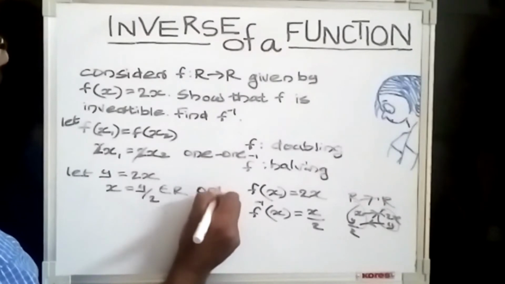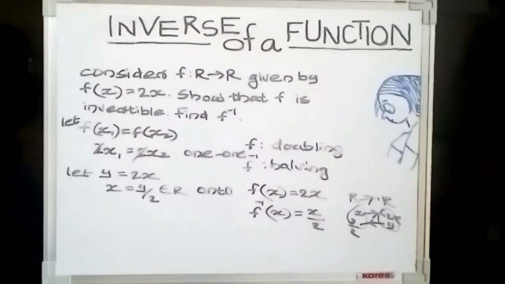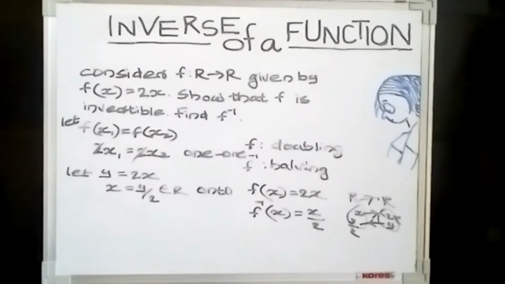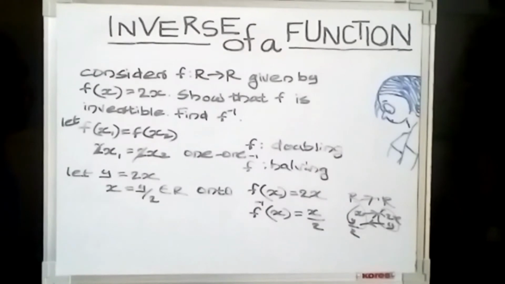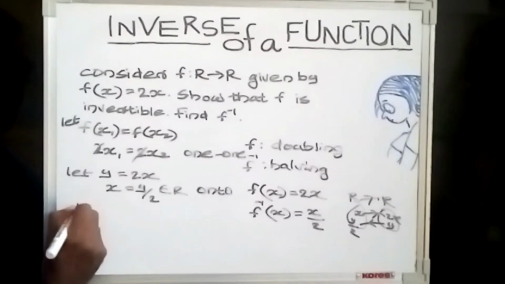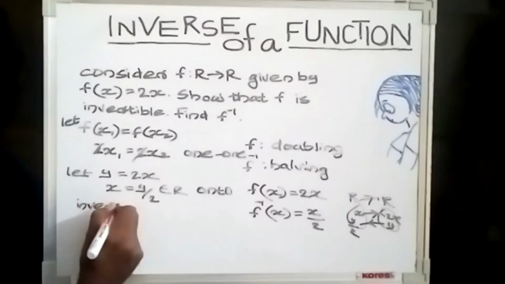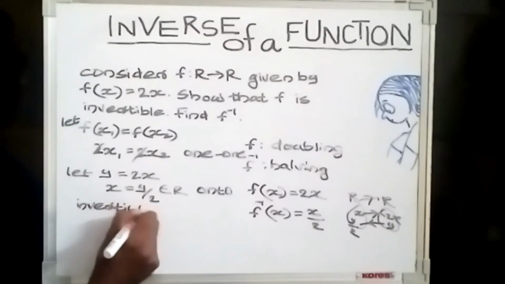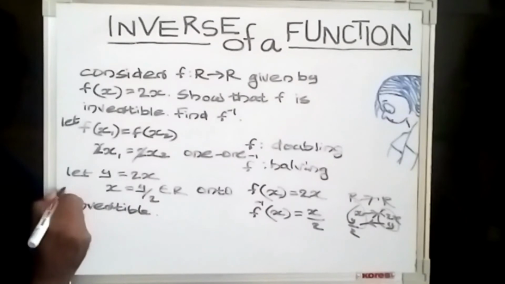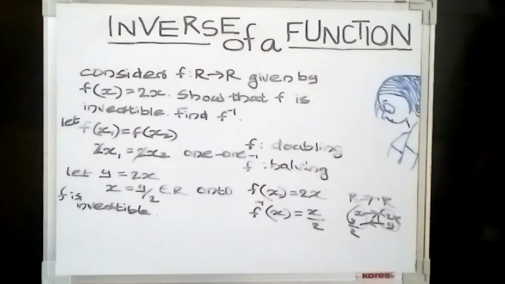Thus, the function is both 1-1 and onto. If the function is 1-1 and onto, we know that it is called a bijective function. If it is bijective, we can find the reverse relation called the inverse. Thus, since it is bijective, it is invertible. F is invertible.